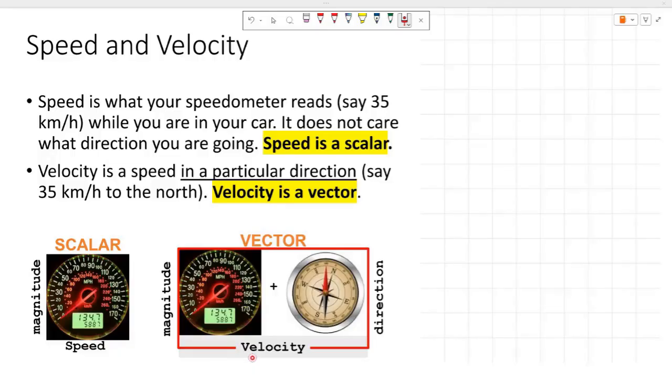Okay? So it's very simple to differentiate, at least at this stage, the difference between speed and velocity. Just remember that speed is a scalar, velocity is a vector.